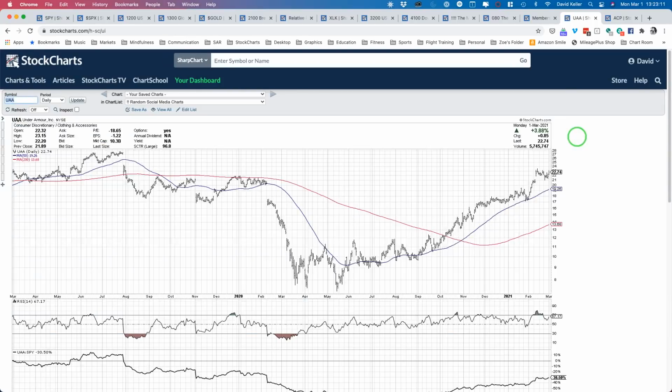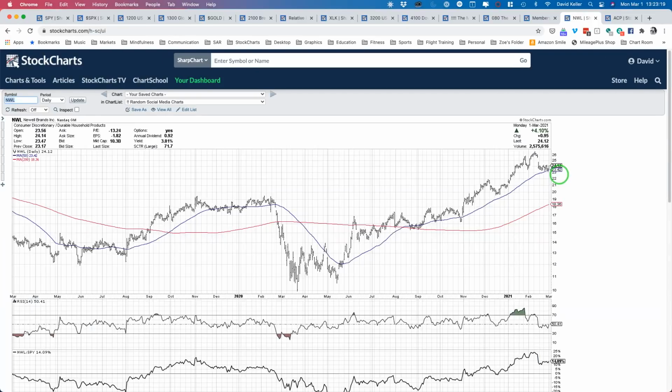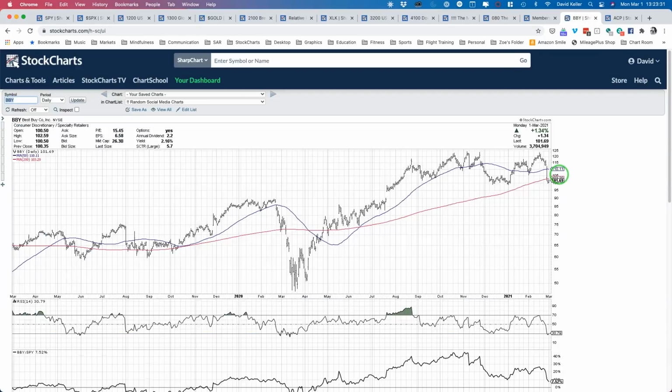I'm also looking at things like Under Armour, which again are not as overextended, but are sort of in nice uptrends. Newell, NWL, is similar, sort of pulling back to its 50-day. These are some of the ones that came up looking through for stocks pulling back to a 50-day moving average. Could be an interesting one to pay attention to. The other one I would say within consumer discretionary of many to pay attention to is Best Buy.